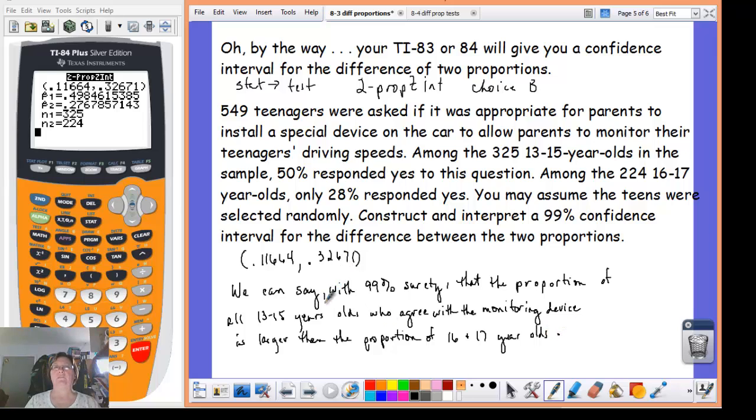Right? And then we've interpreted, again, using the correct language. We've got to give the level of confidence. We've got to tie back, and we've got to remember that we're talking about the proportion of all, like this is the population. As far as all teenagers in the US go, probably around the world, 13 to 15-year-olds would agree with this more often than 16 to 17-year-olds would.